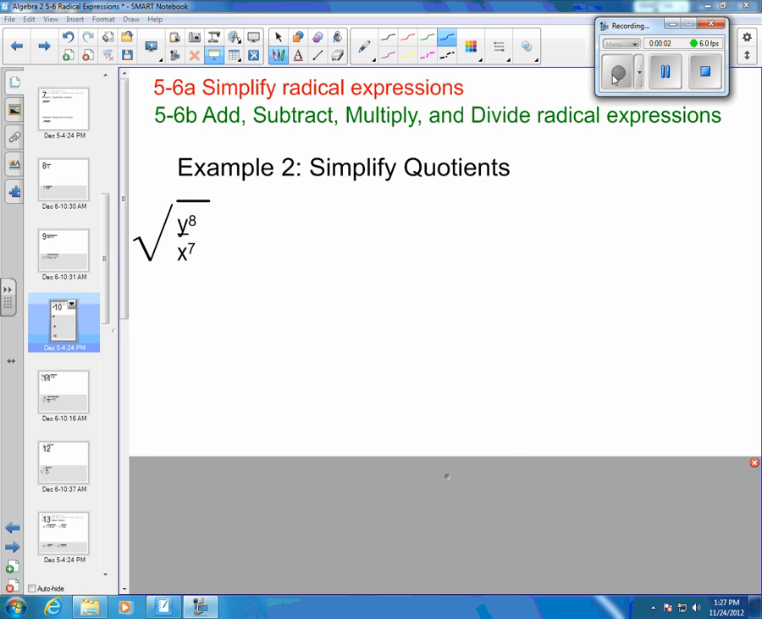Algebra 2, this is Chapter 5, Section 6. This is the third of 7 videos. It's going to be the second example. This is how to simplify a quotient.